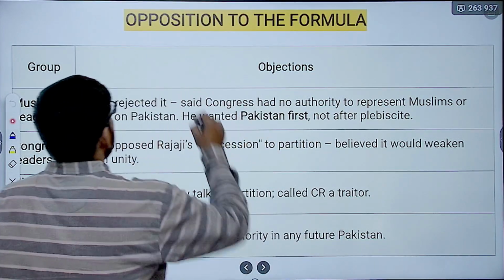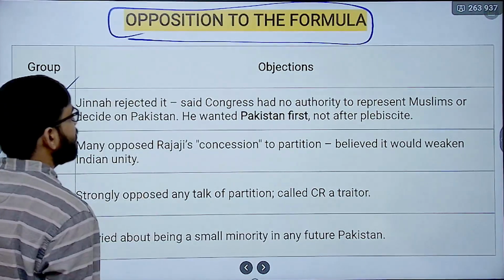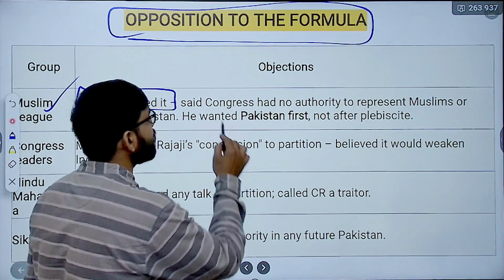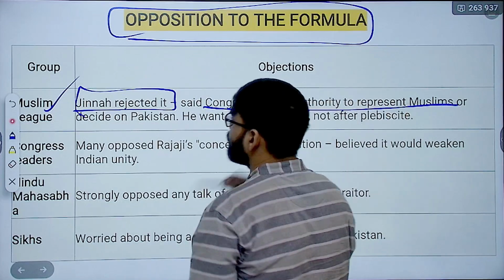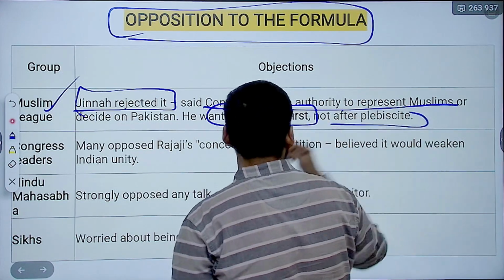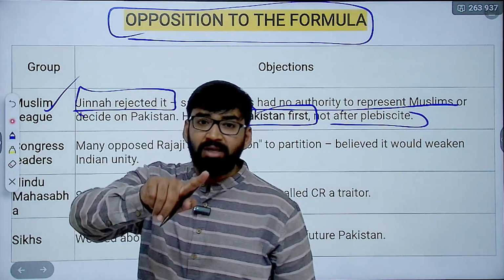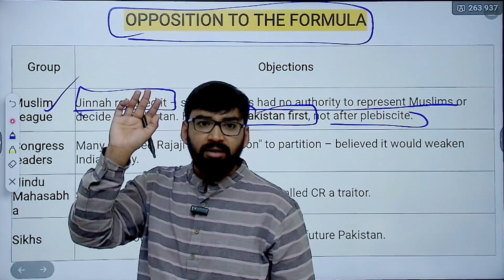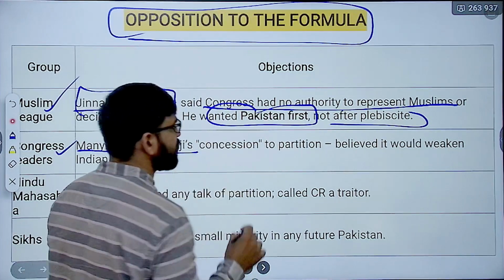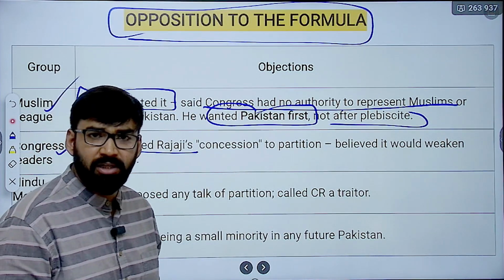Now, opposition to the formula. Muslim League group, Jinnah rejected this formula. Why? Jinnah said Congress had no authority to represent Muslims or decide on Pakistan. He wanted Pakistan first, not after plebiscite. Jinnah said, first Pakistan will be there, then plebiscite. Clear? Second, Congress leaders, many opposed Rajaji's concession to this partition, like Sardar Vallabhbhai Patel, he was against this.